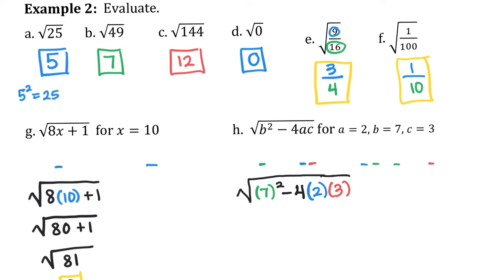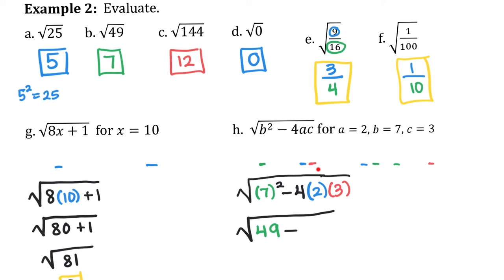Okay, now that I plugged it in, I need to evaluate the inside of the square root. And then at the very end, I will square root it. Okay, so 7 to the second power is 7 times 7, which is 49, minus, now they want me to do 4 times 2 times 3. I'm going to multiply all 3 together in any order, as long as I hit each one once.